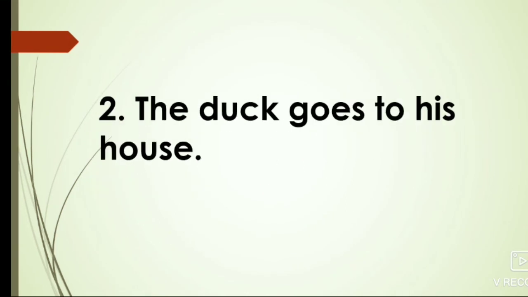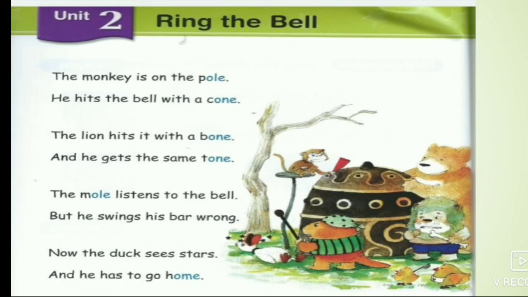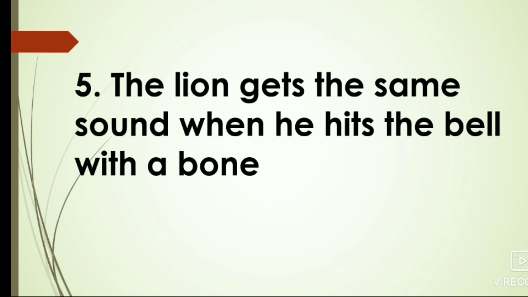Now let's look at the next sentence. The duck goes to his house. Is that detail number 2? Let's go to our story. The lion hits it with a bone and he gets the same tone. So our next detail is going to talk about a lion. Let us go back to our sentences and find the sentence talking about a lion.